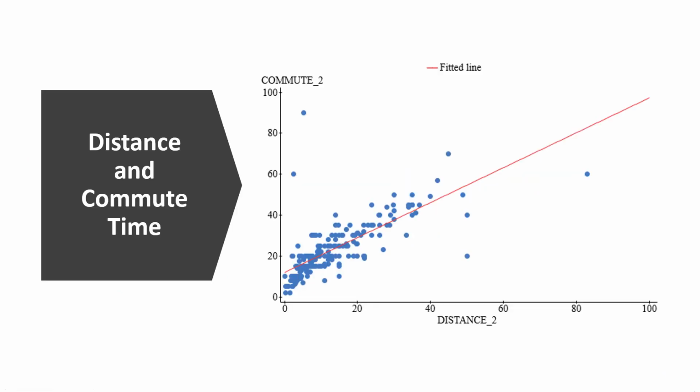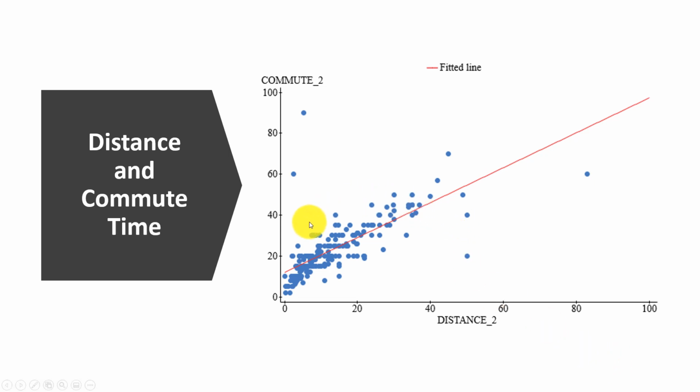Here are two more variables from the student survey. The independent variable is distance, and that question asks how far do you live away from Cincinnati State, and the units are miles. The dependent variable is commute time, and commute time asked how long does it take you to get to Cincinnati State, and that was measured in minutes. So we would use this model to take a distance to predict commute time.